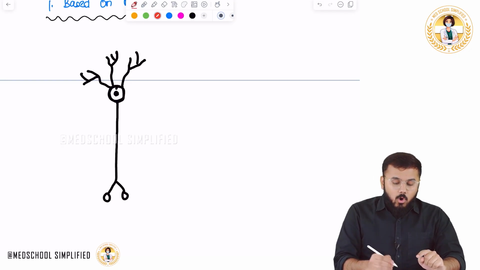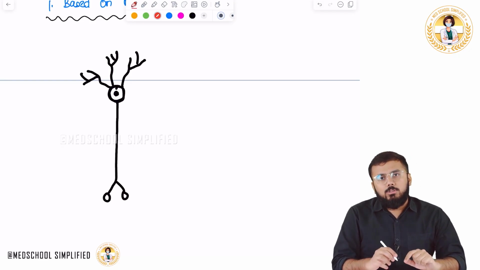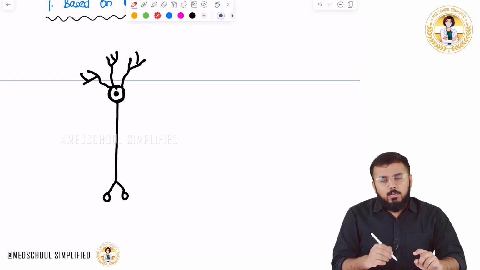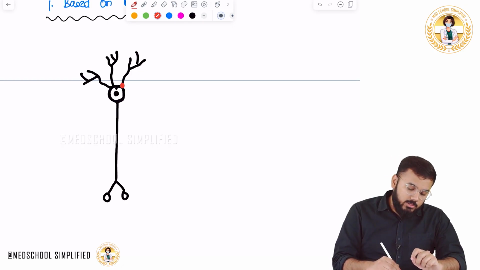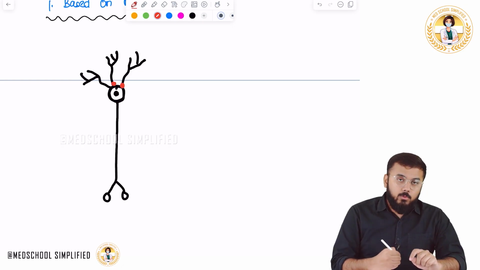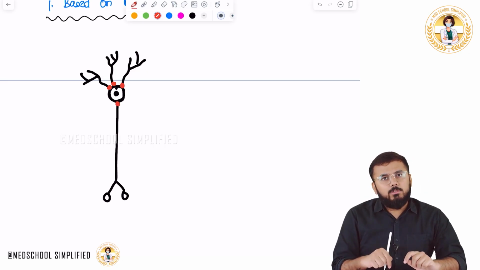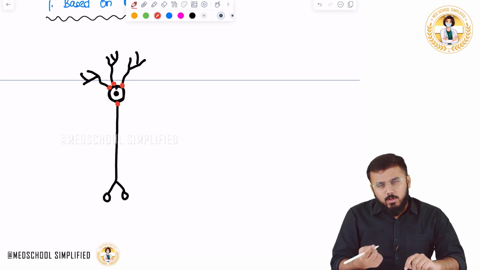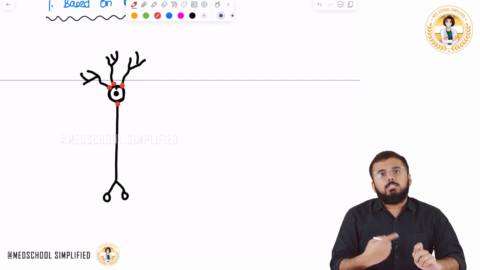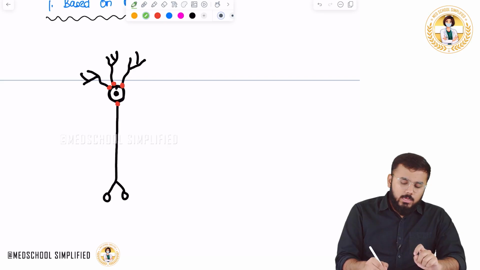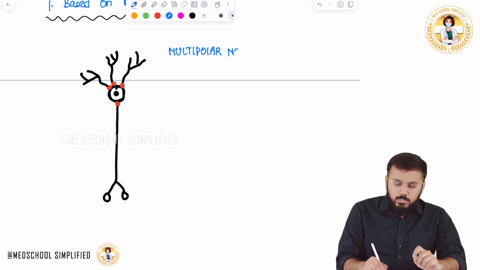So now, how many poles does this cell body consist of? All I want you to do is focus on the cell body. Attached to the cell body, how many points are there? See, this is one pole, this is another pole, this is the third pole, and down here this is the fourth pole. So how many poles are there? 4 poles. It means more than one pole. So more than one pole, can I call it multipolar? Such neurons are called multipolar neurons, right?